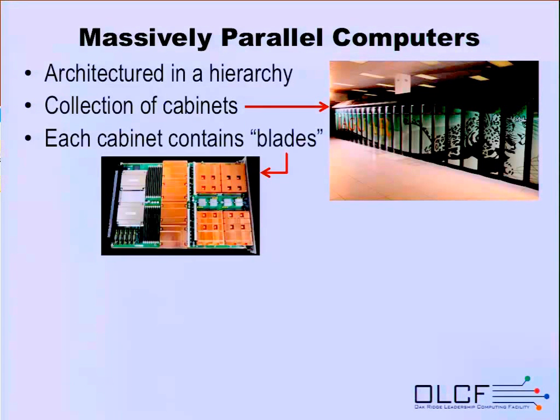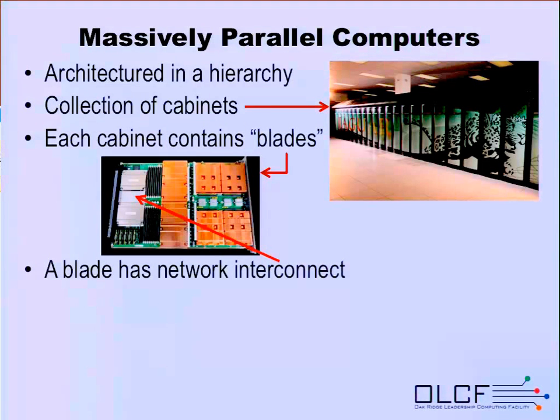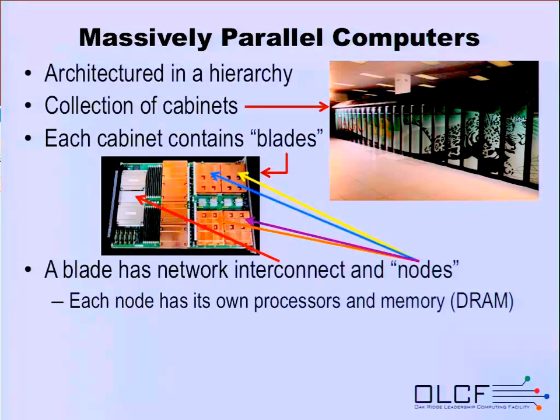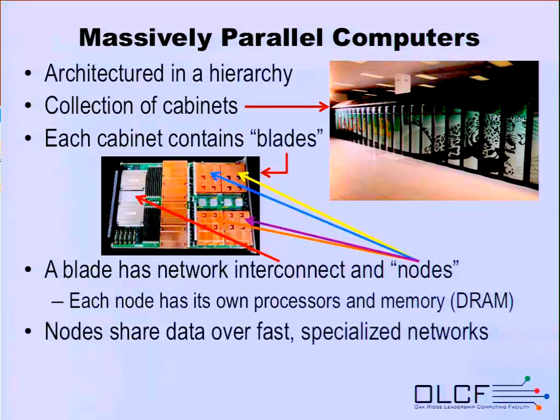Each cabinet is going to have a series of blades, on the order of tens of blades. Each blade has an interconnect to communicate with other blades. And it has a number of nodes on it. Every node has its own memory, and it has its own processing. Nodes share data over fast specialized networks. Usually it's some kind of special technology by the company that's making your supercomputer.